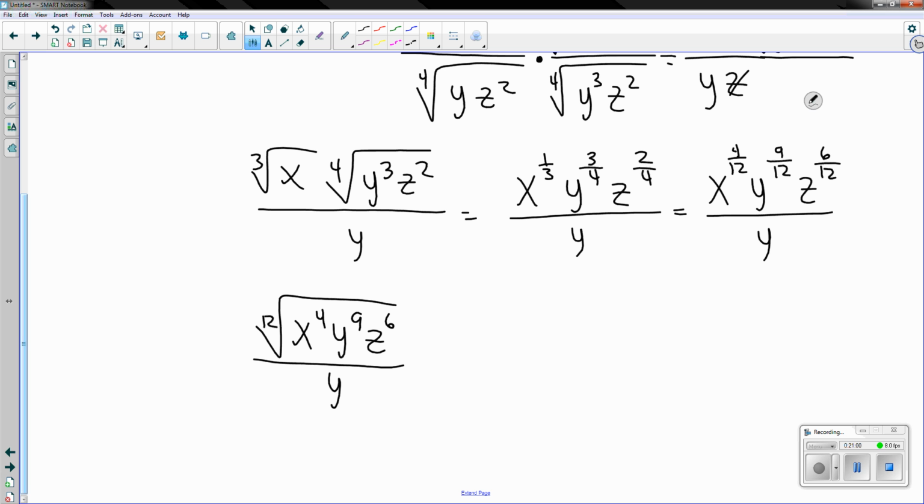We made all the cancellations we were able to make. Each individual term underneath this 12th root can't be simplified any further because the index is greater than all of the exponent values. And that, I would say, is the most simplified version. And that is incorporating various simplification techniques and the rationalization process.